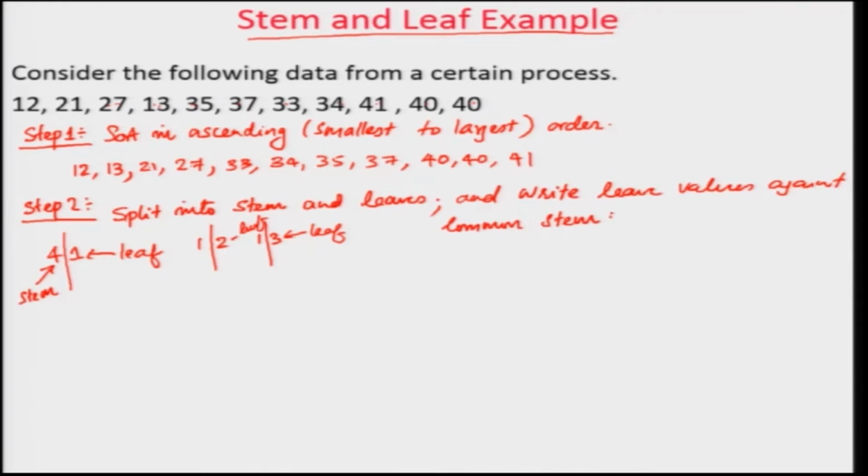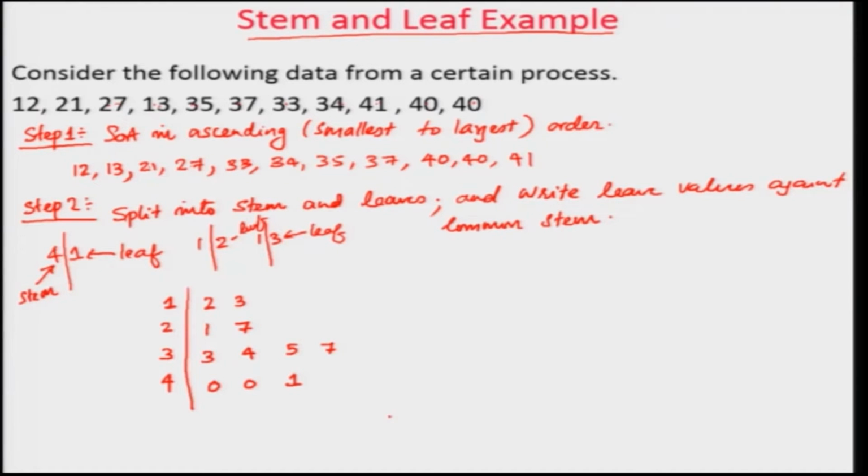In this case you have stems of 1, 2, 3, 4. So, you create a diagram like this: 1, 2, 3 and 4. Against 1 the leaf values are 2 and 3, from 12 and 13. Then against 2 you have 1 and 7. Against 3 you have 3, 4, 5 and 7, and against 4 it is 0, 0 and 1.